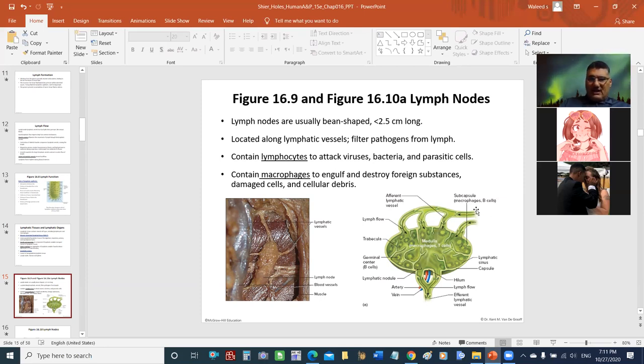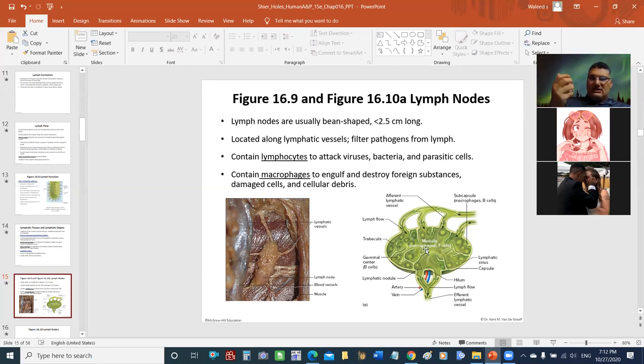But just understand the idea. It enters and goes inside the lymph node. Inside the lymph node, it has different types of cells. Lymphocytes are one, and macrophages are another. Lymphocytes are going to attack invasive organisms, like viruses, bacteria, and parasites. Macrophages are going to eat anything else.